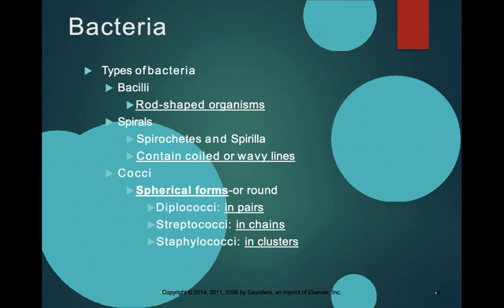Type of bacteria. Before, we looked at some of the shapes. Bacilli are the rod-shaped organisms. The spirals are the spirochetes and spirilla. These contain that coiled, spiral-looking, or even wavy lines. The cocci are spherical forms, or they're round. When you hear diplococci, those are spheres in pairs, or they can be in chains, streptococci, or in clusters, staphylococci.